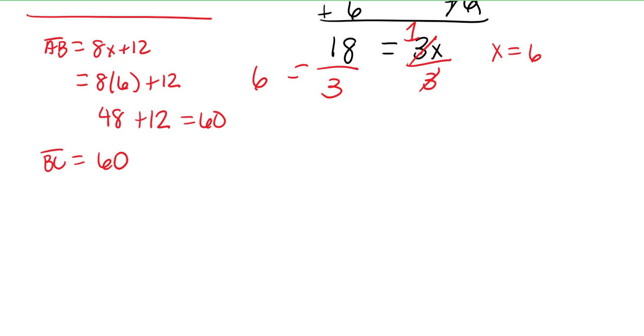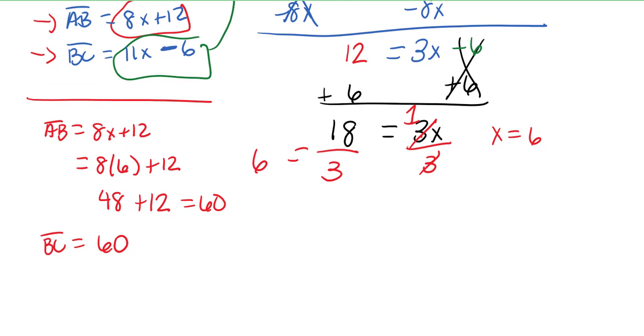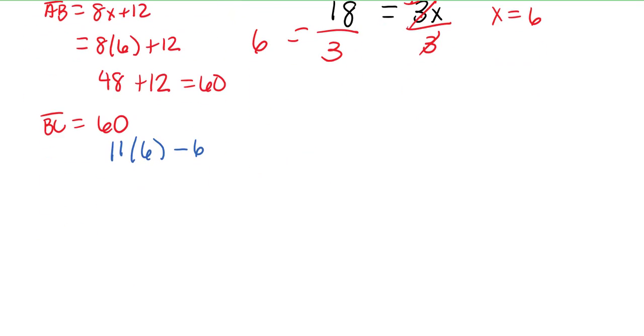But if we weren't quite sure, we can go back and do the multiplication. Let's go 11 times 6 minus 6. Well, 11 times 6 is 66, and minus 6 is equal to 60. So we were right. AB has to equal BC because we have the midpoint.